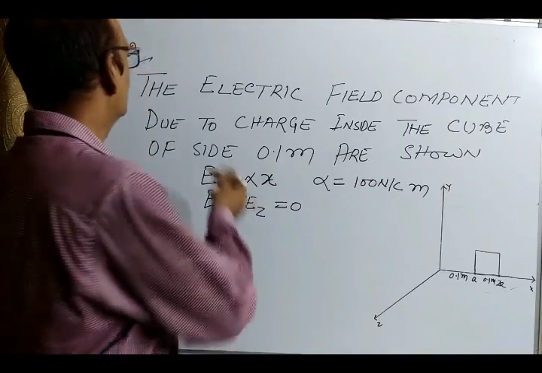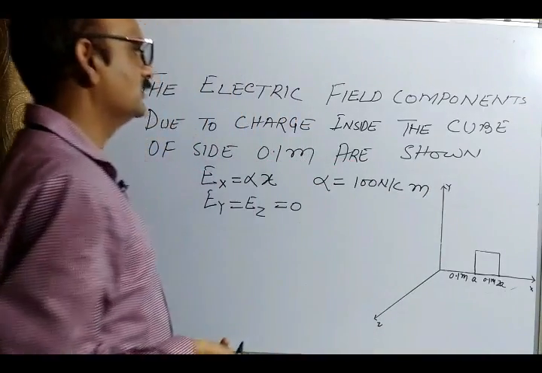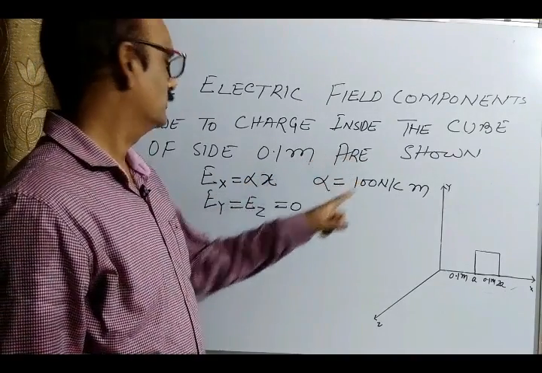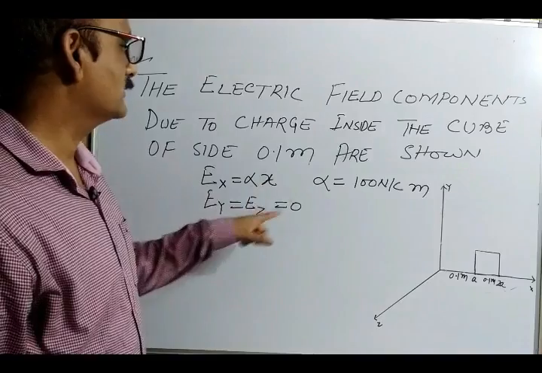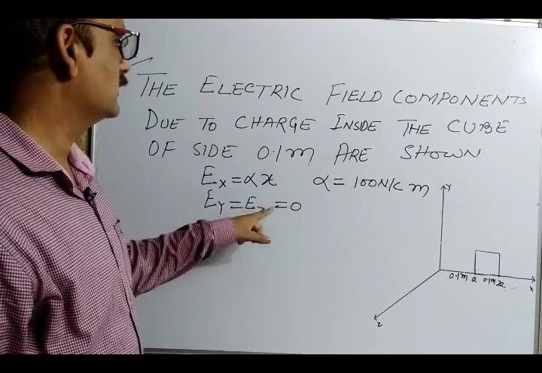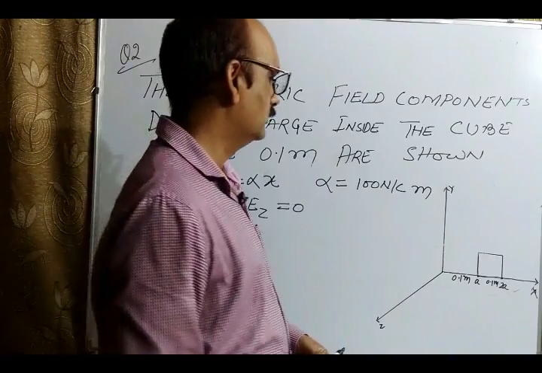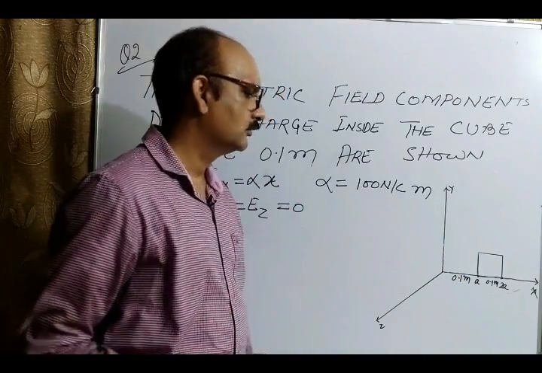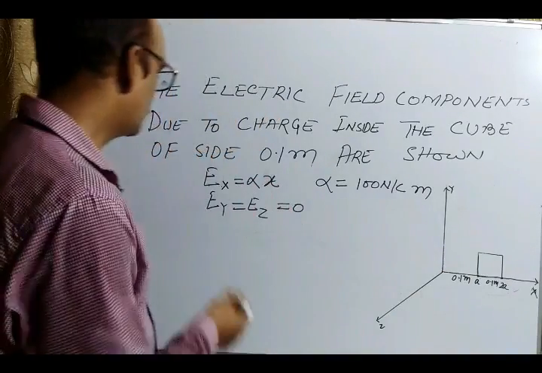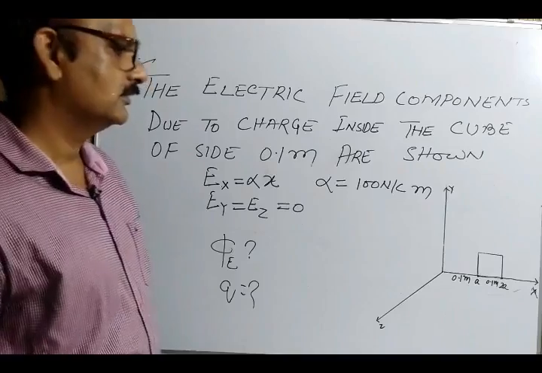Now, do the next question. The electric field components due to charge inside the cube, this is a cube, of side 0.1 meter are shown. Ex equal to alpha x and alpha is equal to this much. Ey equal to Ez equal to 0. Now calculate total electric flux through this cube and total charge inside the cube. You have to calculate flux and charge inside this cube.